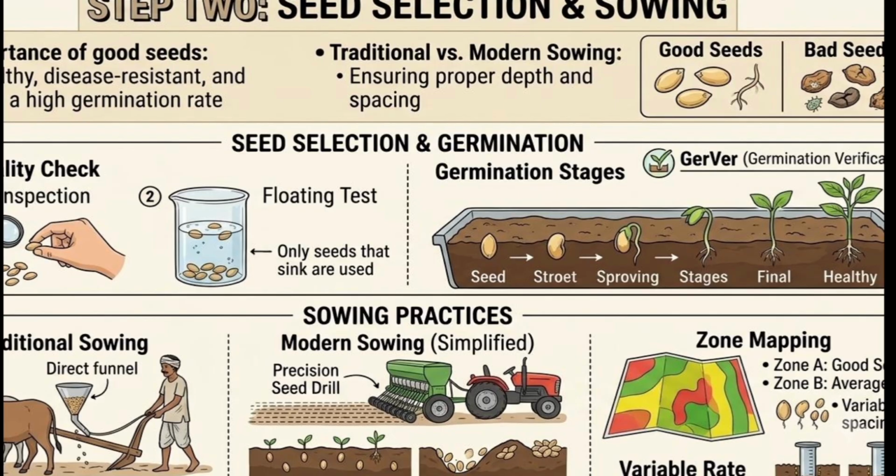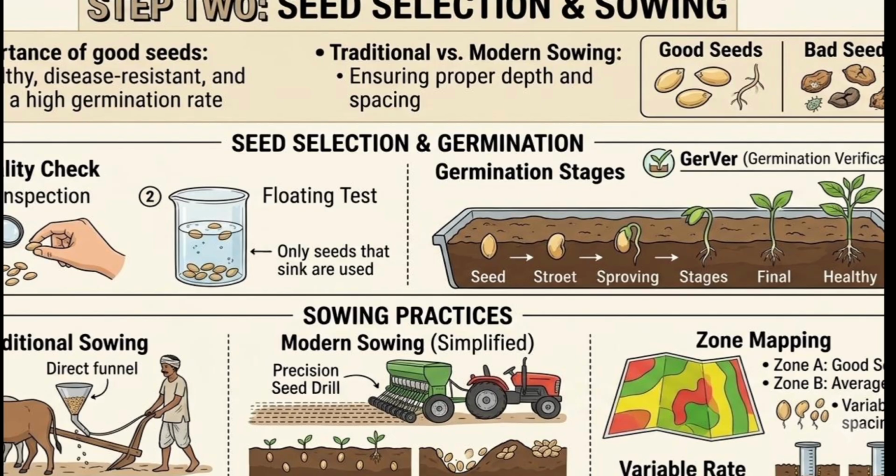So step 2, as you can see here, is selection of good seed and sowing. First and foremost, selection of the kind of seed that is good in health and does not have any disease is crucial. Second thing is the sowing procedure, and actually the depth from the earth crust is important, where the seed is buried.